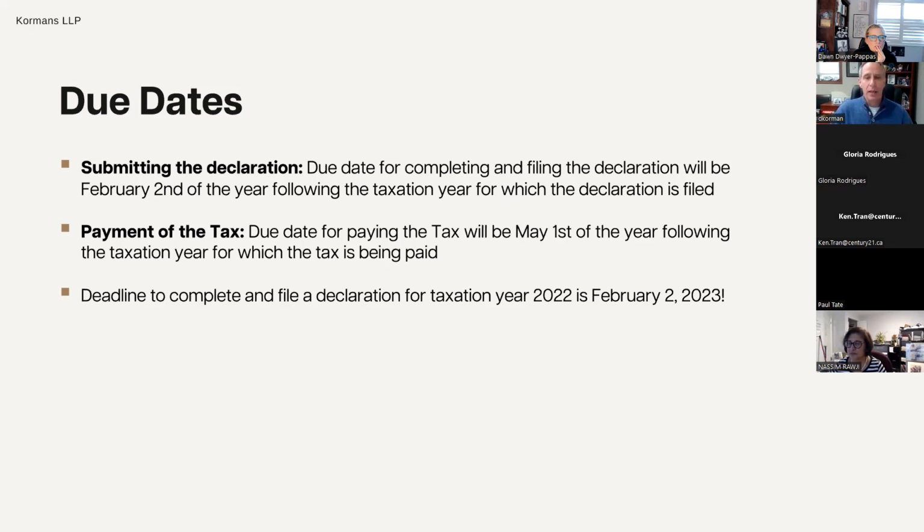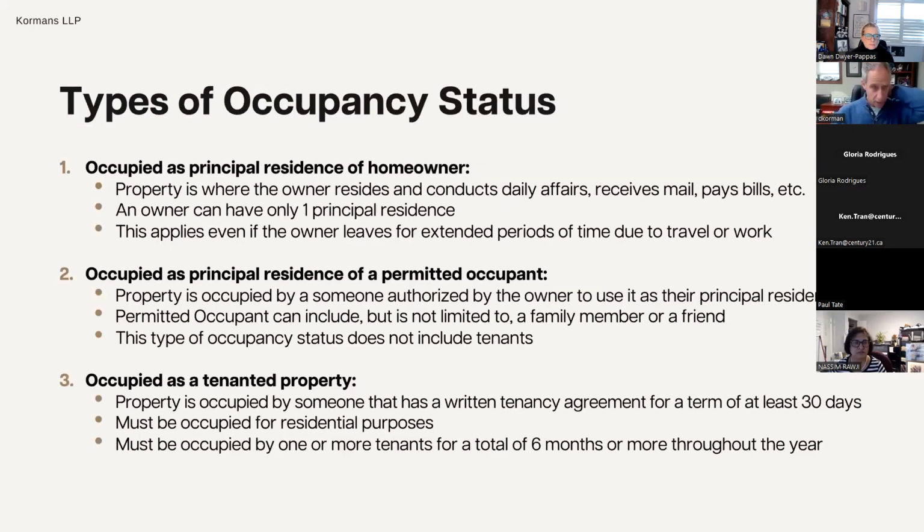If there's a tax payable, because it is a vacant property, the tax has to be paid by May 1st of this year. So make sure anybody that owns City of Toronto property is getting on that portal and filing a declaration before February 2nd of this year. And again, if they don't, then it's deemed to be vacant and that 1% tax is payable. So everybody should be doing it.